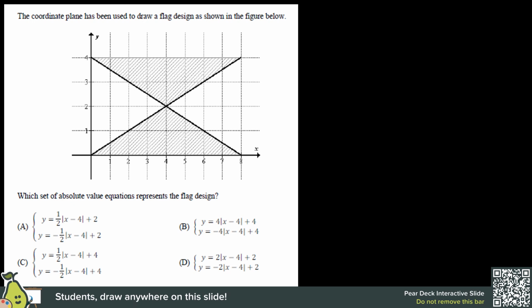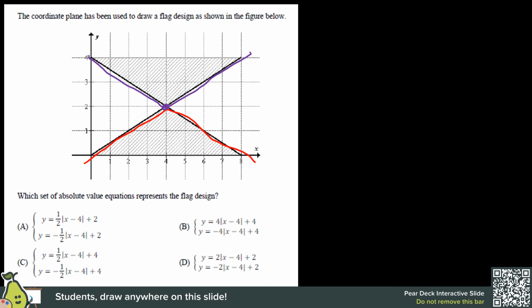This problem says here, the coordinate plane has been used to draw a flag design as shown in the figure below. And then it says, which set of absolute value equations represents the flag design? So this is a really neat question here. What's important to see is that we have two, and I'll draw one here. This is one absolute value, and then here in red is another. So let's look at the one just in purple, and I think that one's kind of neat.